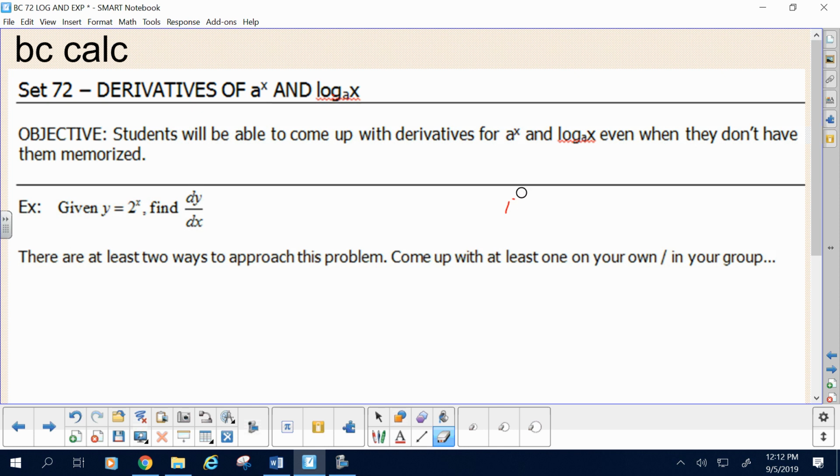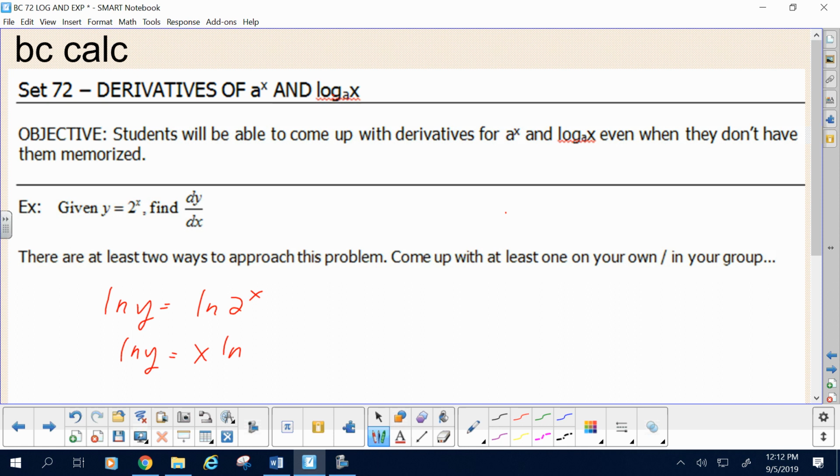So instead, let's do natural log. I love that you took the natural log. Anytime you want to bring the exponent down, that's a good thing to do. And then what did you do?